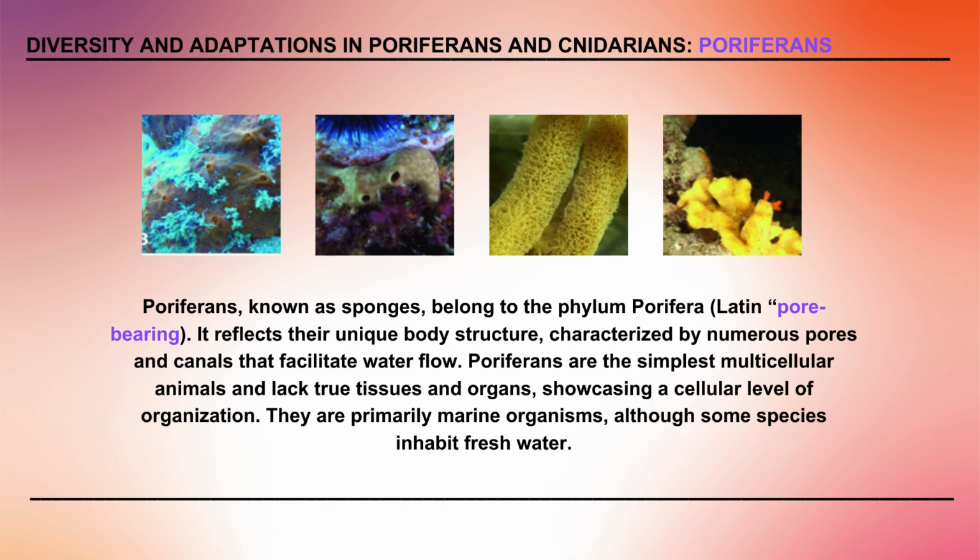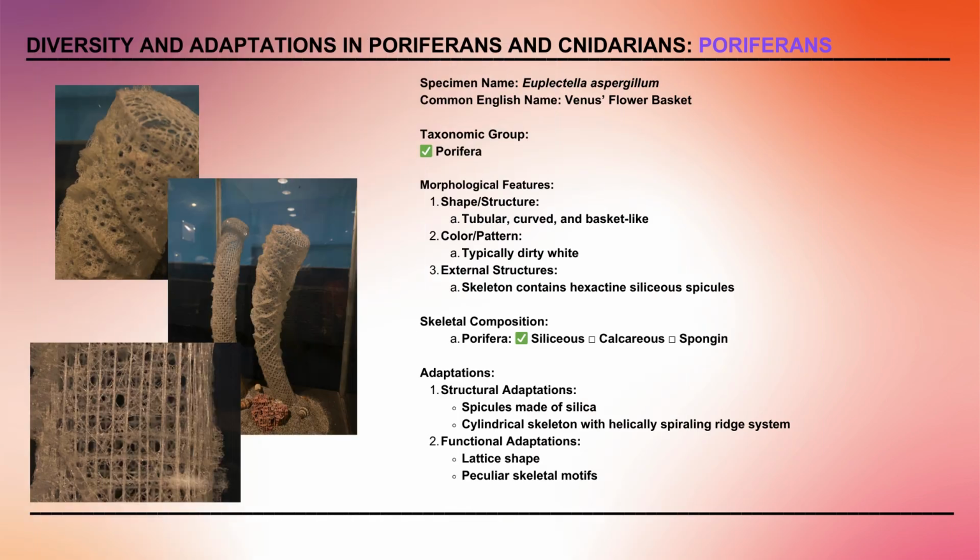Now we will show you some examples of poriferans and their morphological features, as well as their structural and functional adaptations. Euplectella aspergillum is a deep-sea sponge with a tubular, curved, and basket-like structure. It is found in deep-sea environments, often at depths exceeding 1,000 meters. It is commonly distributed in the western Pacific Ocean, particularly near the Philippine Islands. Preserved specimens appear dirty white, however, in their natural habitat, they may be covered with fine deep-sea sediments.